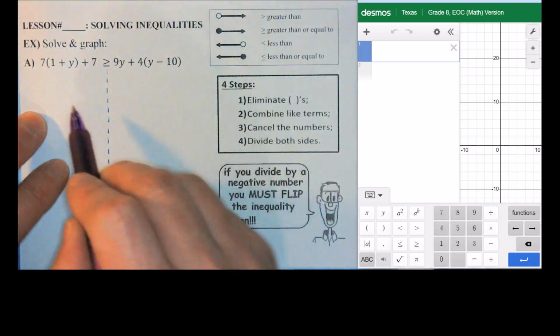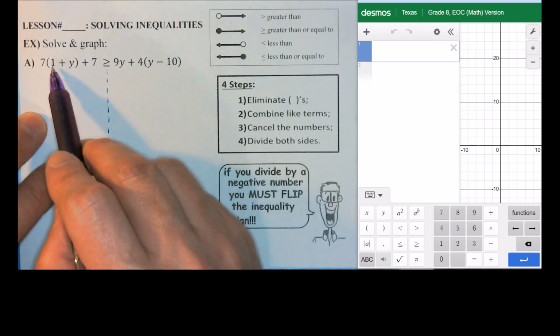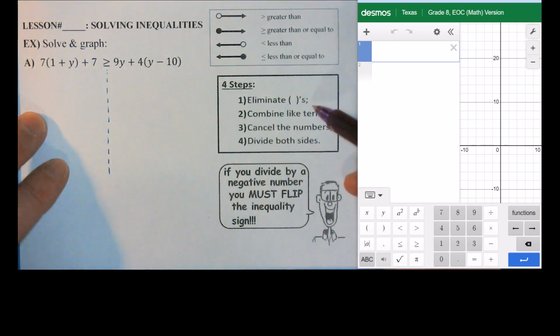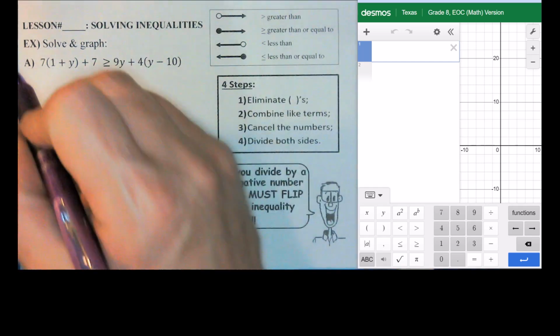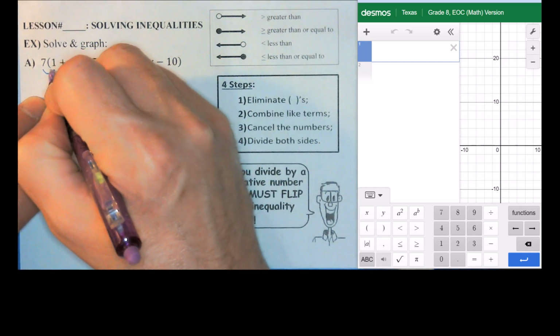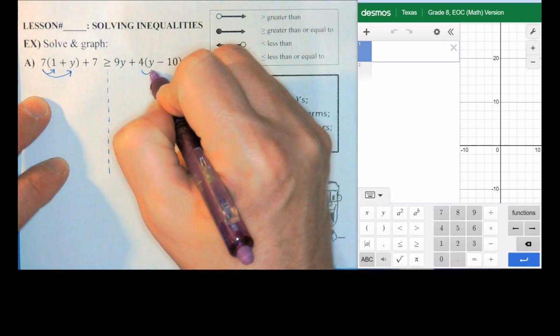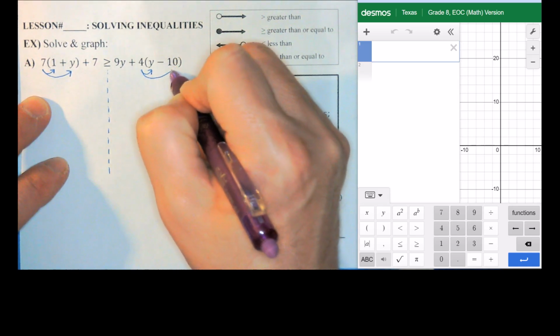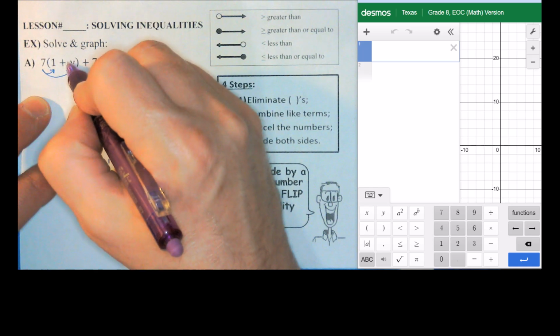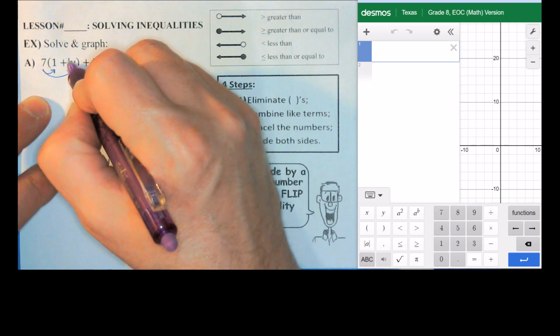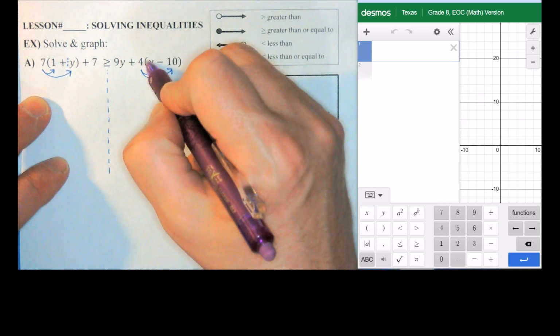So here we have an inequality and we see that we have parentheses. So we're going to follow the first step, which is eliminate parentheses. We're going to take the number that is outside and multiply it with the numbers that are inside the parentheses. Remember, if there's no number in front of the letter, you can put a 1 right there in front of it.